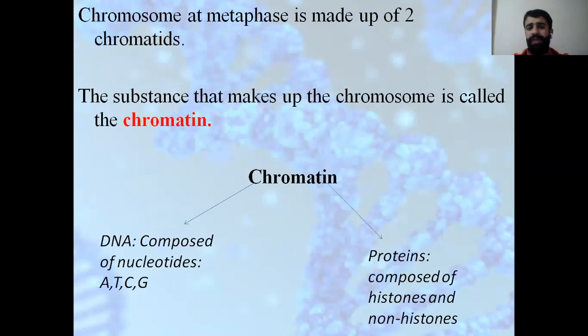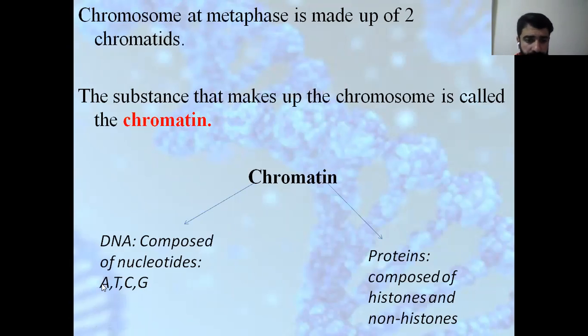Okay? You have to know that chromosomes at metaphase, as we said before in the session about mitosis and meiosis, are made up of 2 chromatids. The substance that makes up the chromosome is called the chromatid. Chromatid is divided into DNA composed of nucleotides. So pay attention here in this slide. Nucleotides are A, T, C, and G. They have names, but I don't want to move into the names of these nucleotides.